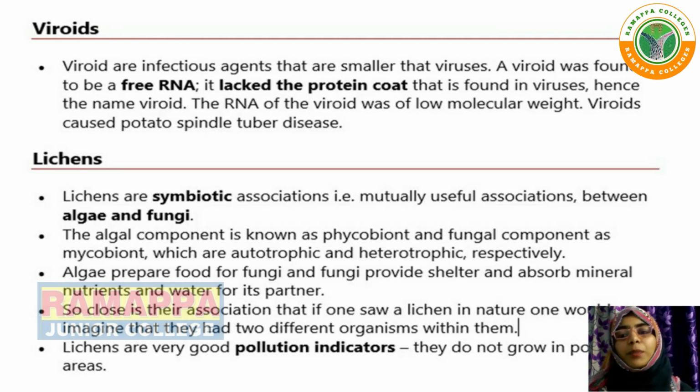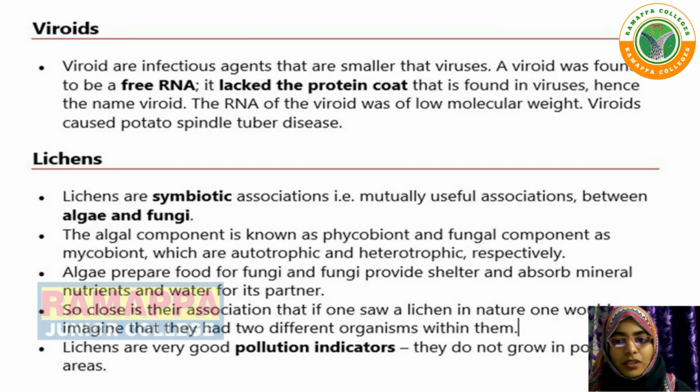So coming to lichens, which we have just now discussed, they are a symbiotic relationship between fungi and algae. The algal component is called the phycobiont, whereas the fungal component is called the mycobiont. This is a very important VSAQ question for you. Algae prepare food for fungi, and fungi provide shelter, and absorb mineral nutrients and water for their partner, that is, for algae.